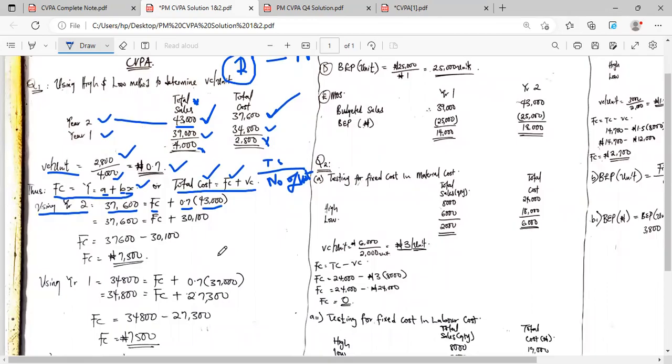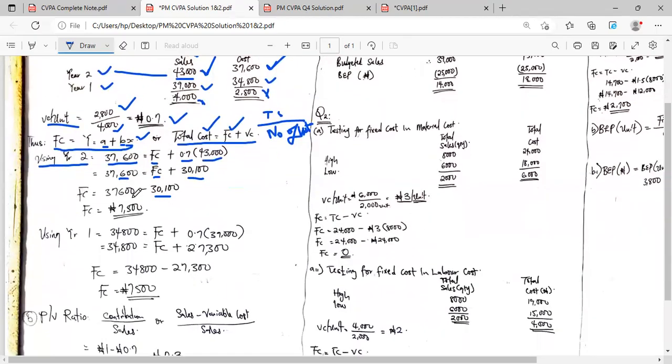Yes, sir. Okay, good. So I have 37,600. My fixed cost is the unknown. Then 0.7 multiplied by my total number of units produced will give me 30,100. Simple mathematics. I make FC, which is fixed cost, stand on its own. So if I bring fixed cost, I'm going to say 37,600. This plus will come to the other side, which is minus 30,100. So if I subtract, my fixed cost becomes 7,500.